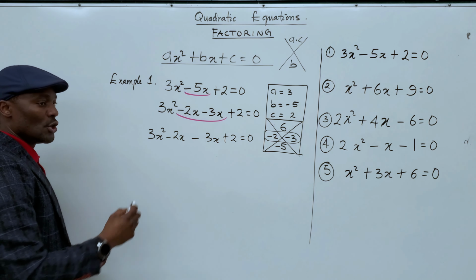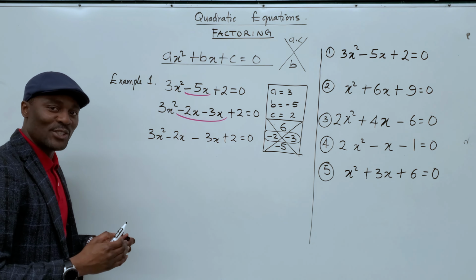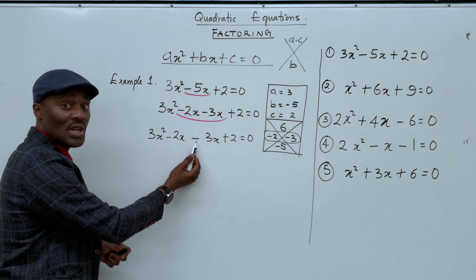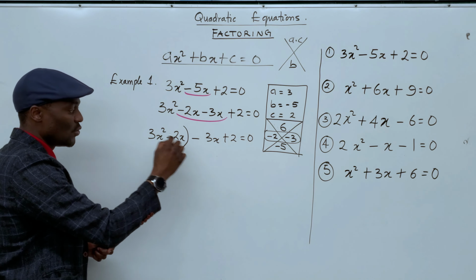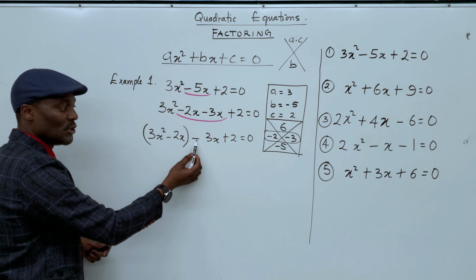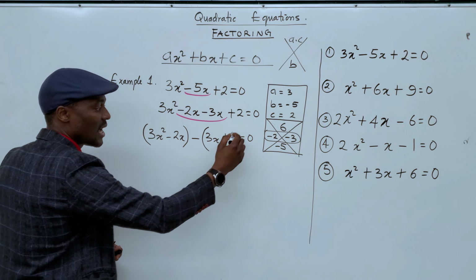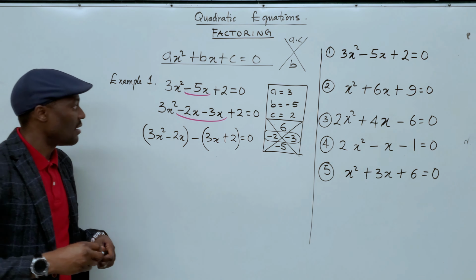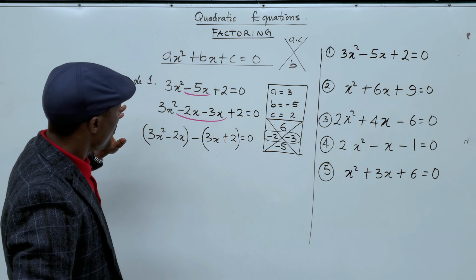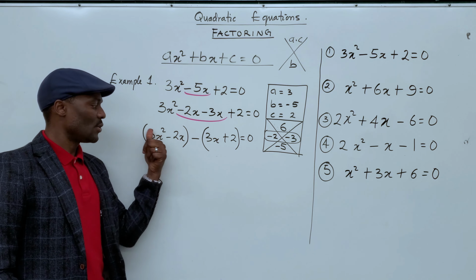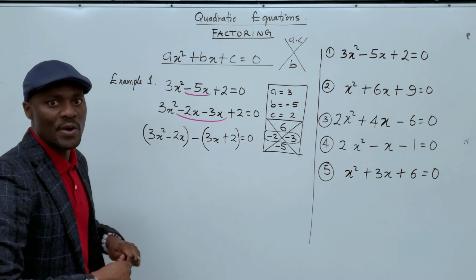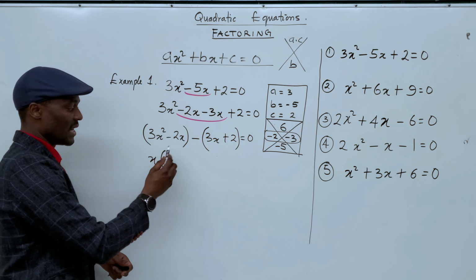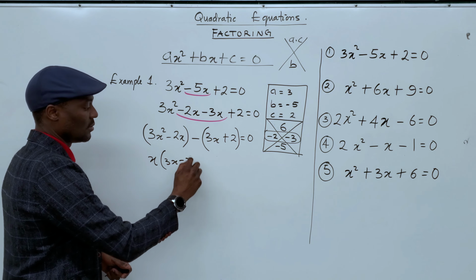So group them. This is something I always tell my students. Leave the middle sign alone. Don't touch it. You want to group in pairs, but do not take the middle sign. Leave the middle sign alone. Now we can factor. So to factor, you ask yourself, what is common to 3x squared and -2x? Well, we know it's x. Only x is common. So we take out the x. And what is left will be 3x minus 2.